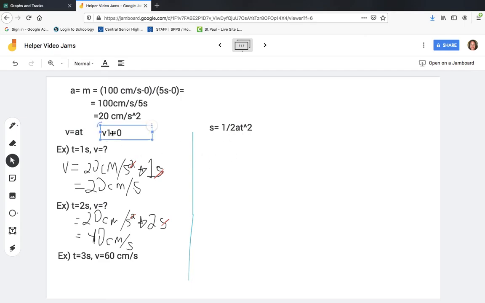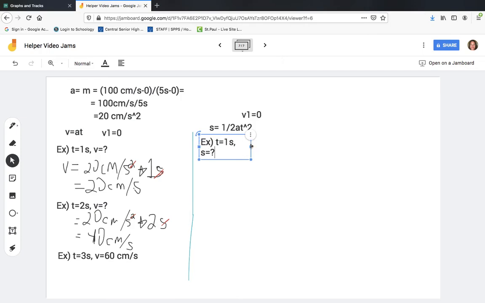This also assumes the same thing. It assumes that V1 equals 0. If it doesn't equal 0, then the equation slightly changes, but we're just going to work from this right now. Okay, so I'm going to just put that right next to it. I'm going to do the same problem. I want to know, for example, if time equals 1 second, now I want to know what S equals.